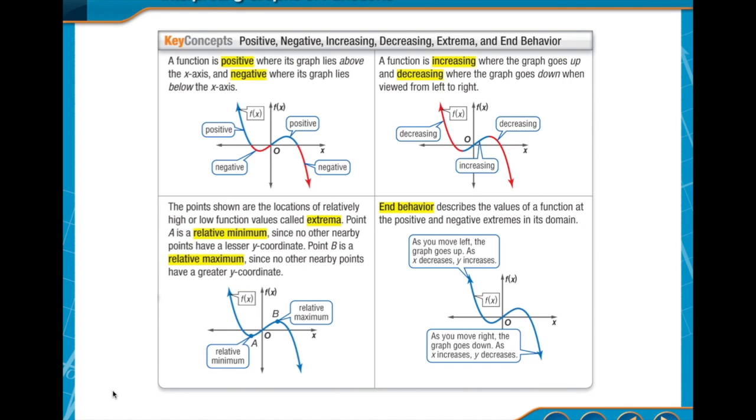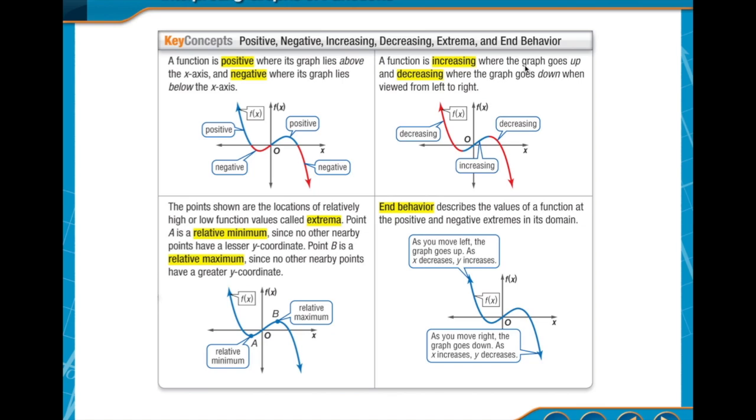Okay, so now these are the main rules we need to know to understand this section. First, the first way we can describe a graph is positive or negative. Positive meaning above the x-axis, and negative meaning below the x-axis. So it's positive where it's above our horizontal axis. Notice the blue. And it's negative everywhere it's below the x-axis. Notice the red. So positive and negative is one way we can describe. That's pretty simple. Above the line, positive. Below the line, negative.